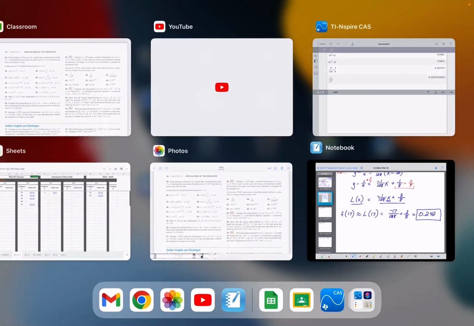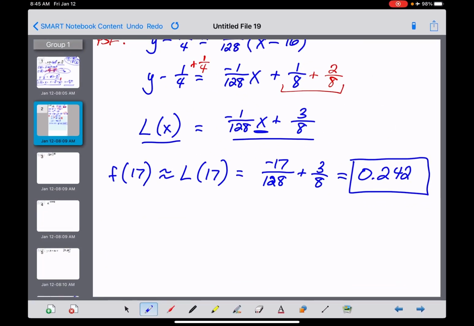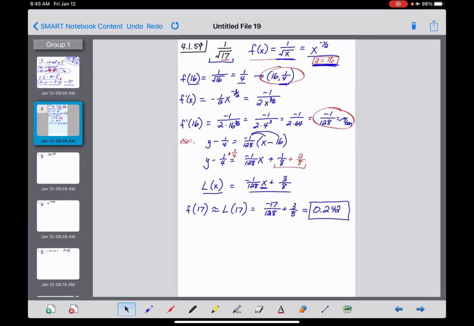So I feel pretty good about that answer, and that's what we came up with then for problem number, I forgot what problem number it was, number 59. There you go, 0.242.